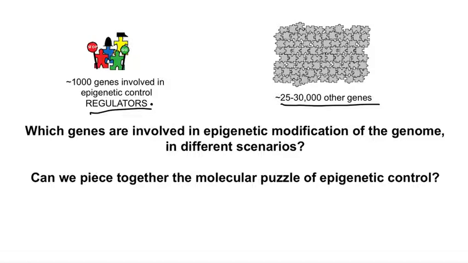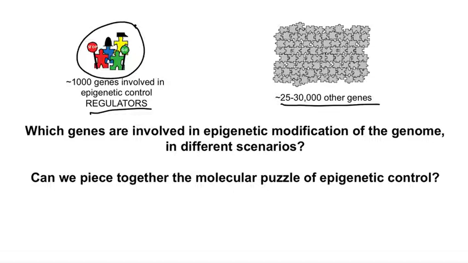But as I said, in mammals, we don't know all of these 1,000 genes. We're guessing about the potential epigenetic modifiers when we make this list of 1,000 genes. So what we're interested to do is to say which genes actually participate in epigenetic modification of the genome, and how does this differ between different cellular scenarios.